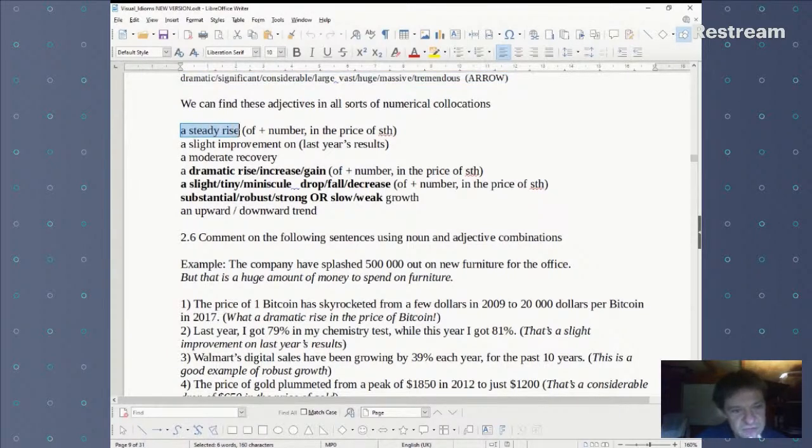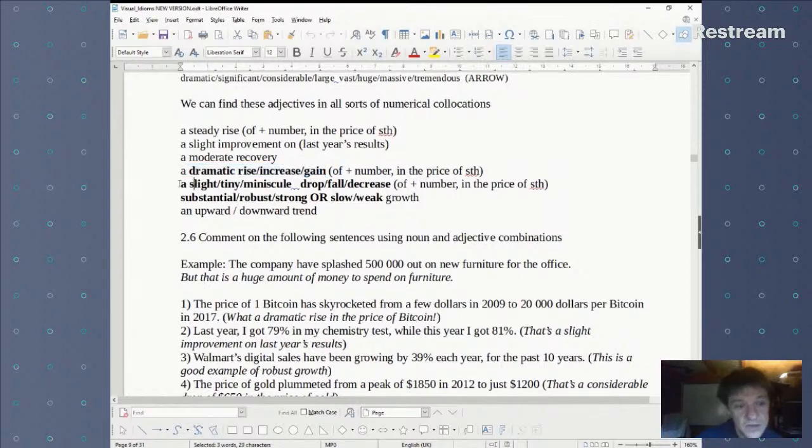Yeah, a steady rise of plus number. A steady rise in the price of something. Yeah, so we say a steady rise of $30, a steady rise of 15%, but a steady rise in the price of something. We say a slight improvement on last year's results. Yeah, we talk about a moderate recovery. We talk about a dramatic rise or increase or gain, and this is just like a steady rise. We say a dramatic rise of $100, or a dramatic rise of 15%, or a dramatic rise in the price of something.